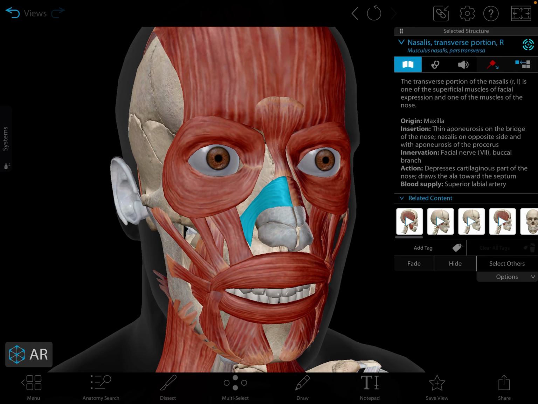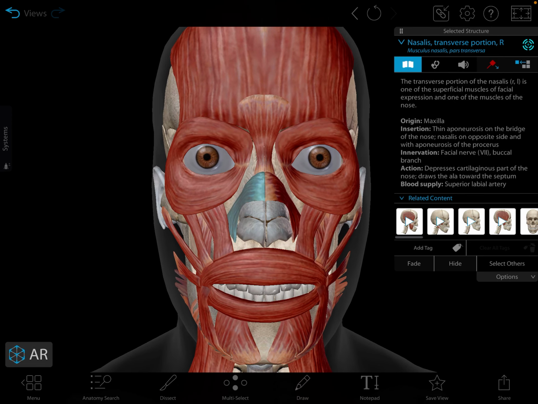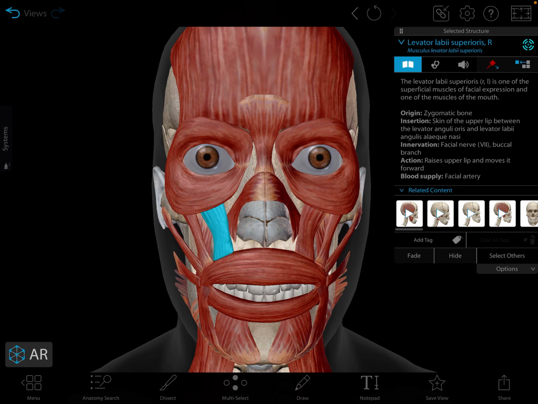So if we continue now inferiorly and laterally, we get to some muscles that are now going to be moving our mouth. The first one here is known as levator labii superioris. If you look at this muscle's name, and you know what these words mean, then you know the action of this muscle.